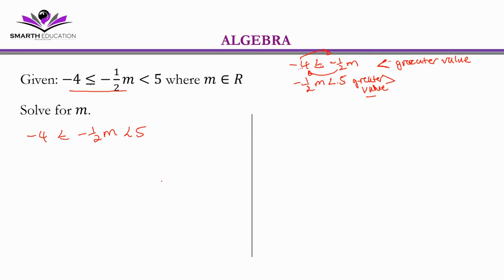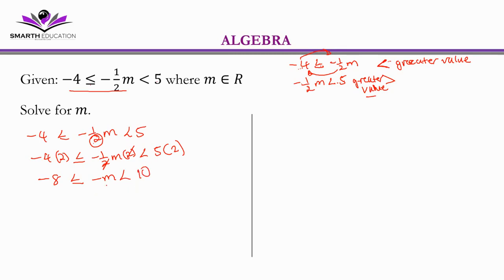So what we do, we can multiply everything by 2, which is the LCD here. So it becomes -4 times 2 less than or equal to -1/2m times 2 less than 5 times 2. Then 2 divided by 2 is 1. So we have -8 less than or equal to -m less than 10.